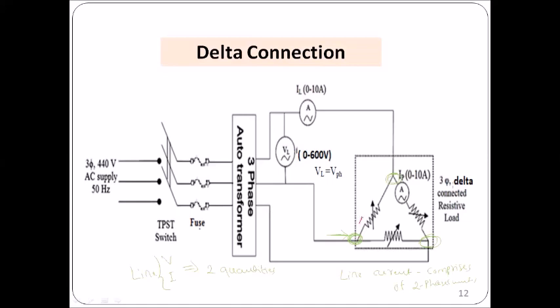That is, the current flowing in this path and the current which flows in this path. So it actually determines the line current over here. That is the main interpretation.